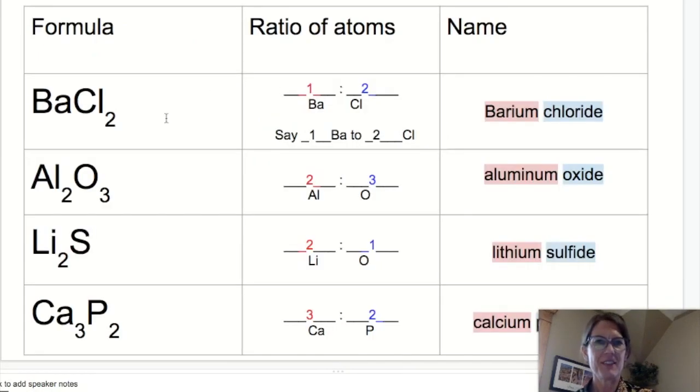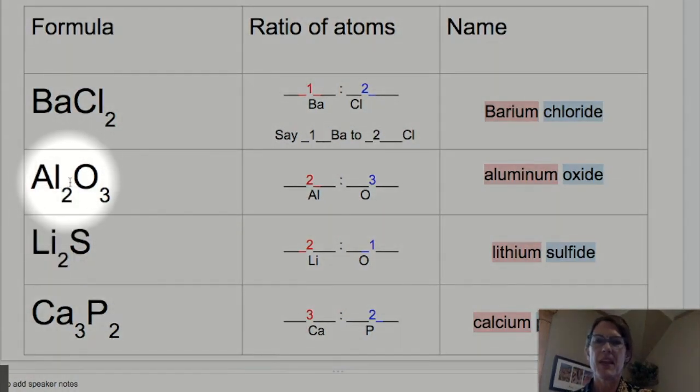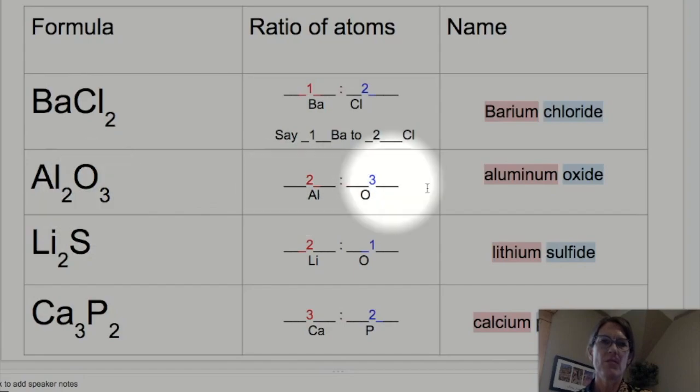And here are the answers then. And now I've done the coloring with the red for the cation and blue for the anion. So 1 Ba to 2 Cl, we just did that one together, barium chloride. And here's what you should have for the rest. So I'll just read through it in case you had any mistakes there. Al2O3, the little 2 means 2 of the thing that comes before, so that's 2 Al. And then 3 comes after the O, so 3 O. And then that's called aluminum oxide.